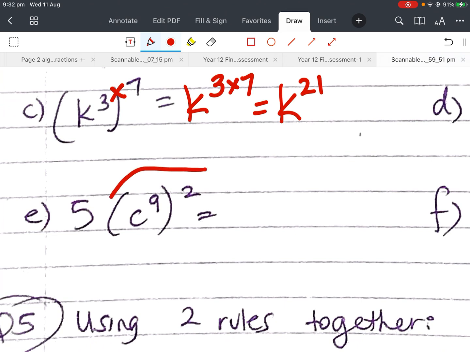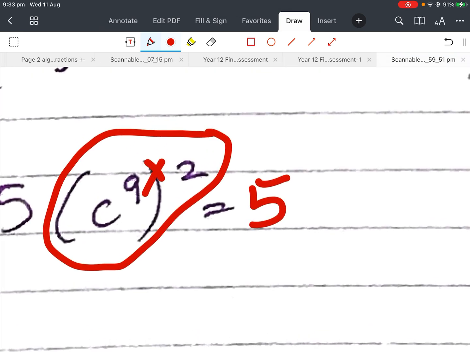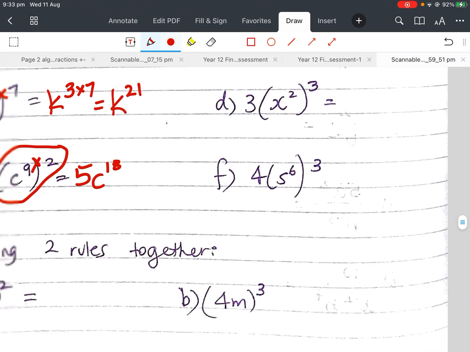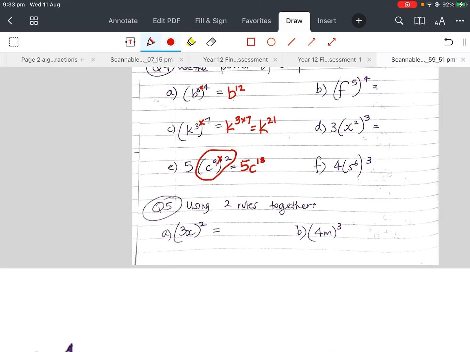Alright, now when you get to D, I'm going to leave that one and do E, sorry. Now, the rule still applies, but only with things that are on the inside of the brackets. Okay? So since the 5's on the outside, I'm just going to write 5 down. I can apply the rule, though, to the 9 and the 2. So what's 9 times 2? Hopefully you said 18. Okay? Have a go at D and F. See how you go. Right. When you're ready, pause the video if you need to.